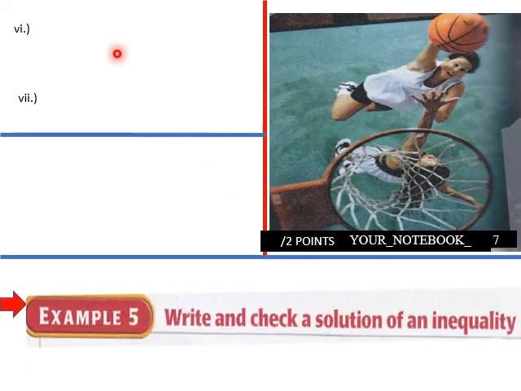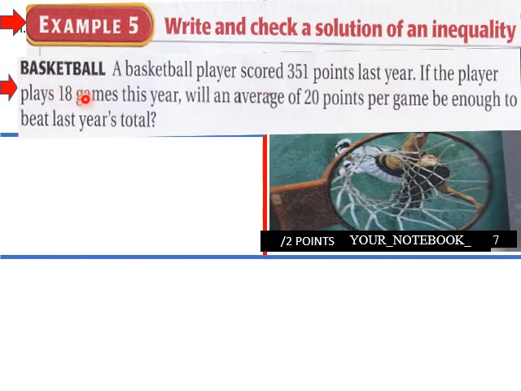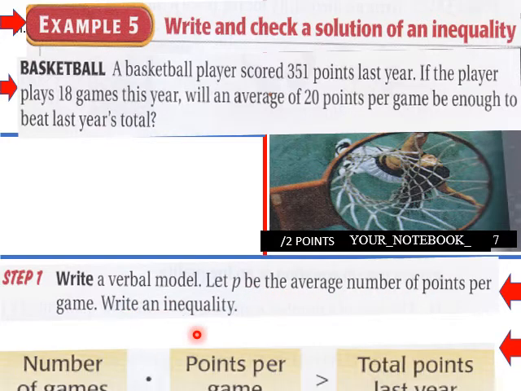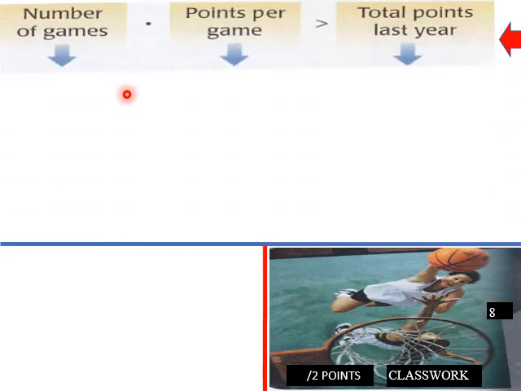Let's try another one of these. Write and check a solution of an inequality. A basketball player scored 351 points last year. If the player plays 18 games this year, will an average of 20 points per game be enough to beat last year's total? So write a verbal model. Let P be the average number of points per game. Write an inequality. Number of games times number of points per game, is that greater than total points of the year?